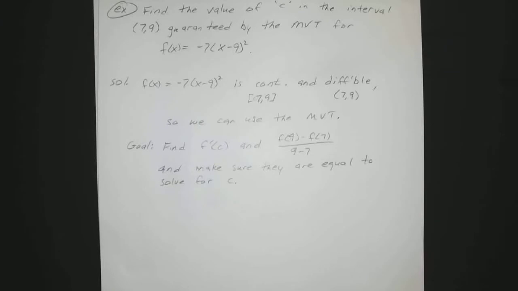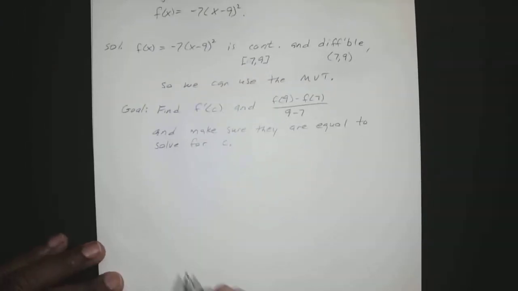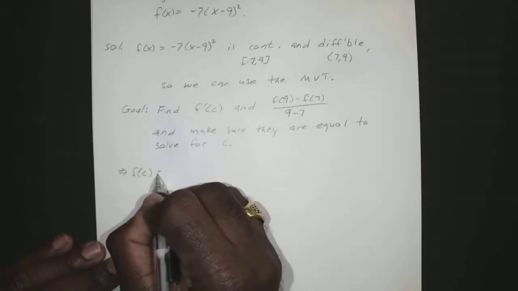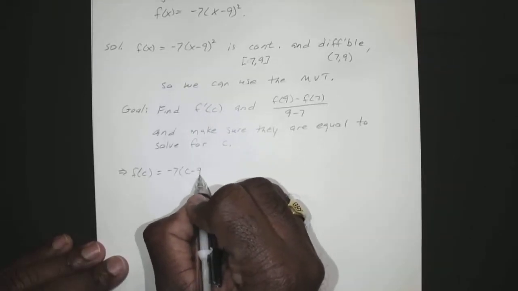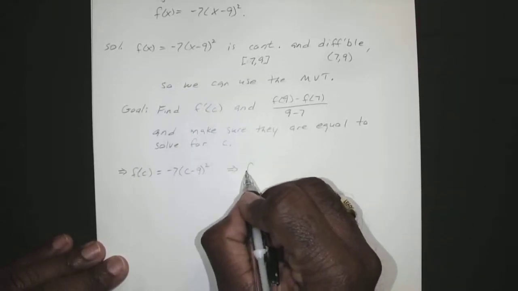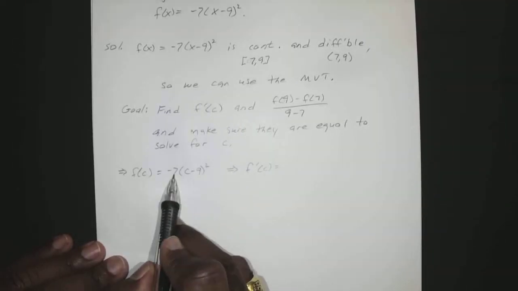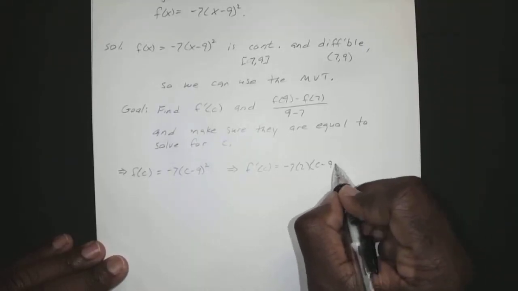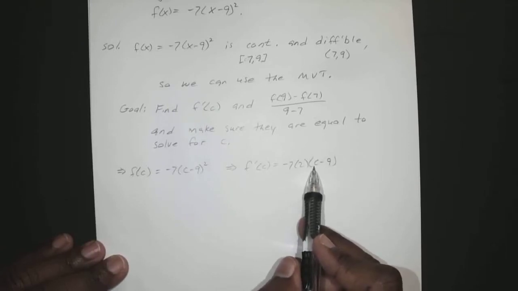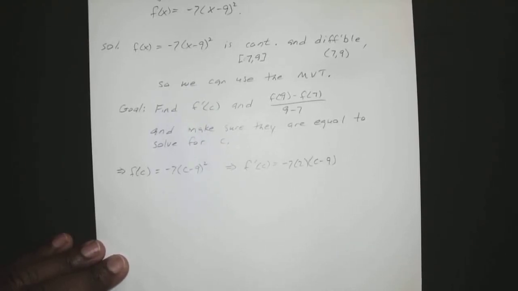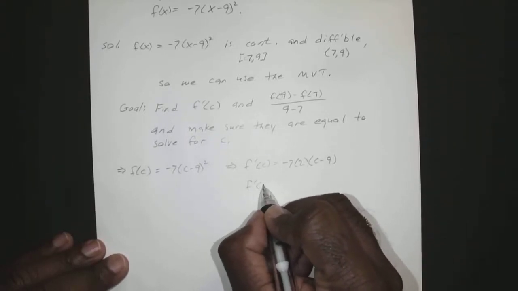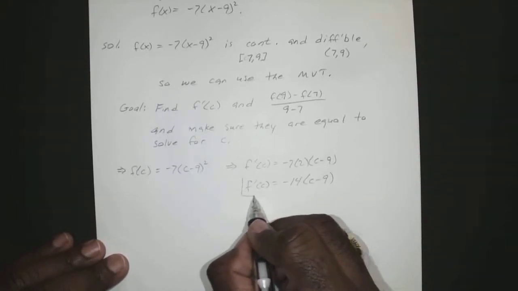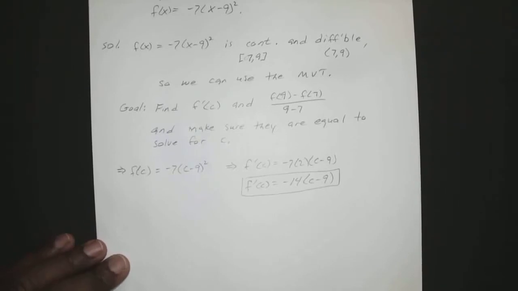So the first thing you have to do is find our f prime of c. Might as well say f of c, which is -7 times c minus 9 squared, which means our f prime of c, we're going to bring down our 2, so -7 times 2, subtract 1, and since we're going to do the inside, it would just be 1 anyway, we just leave it like that. So we know f prime of c is equal to -14 times c minus 9. Okay, so that's the first part.